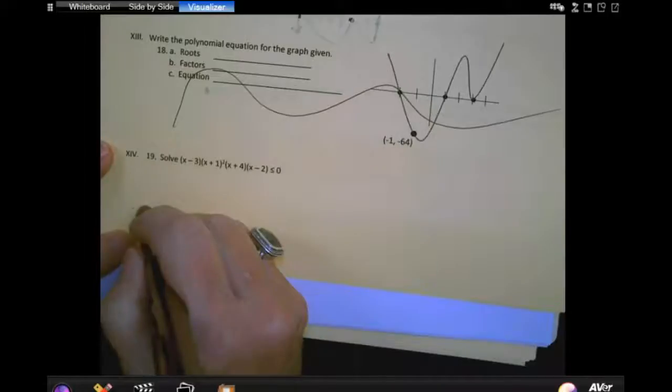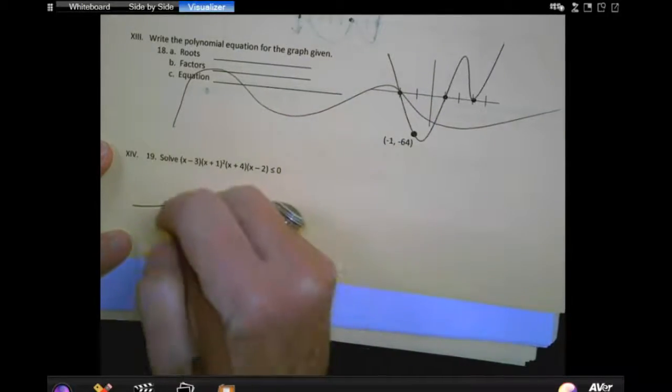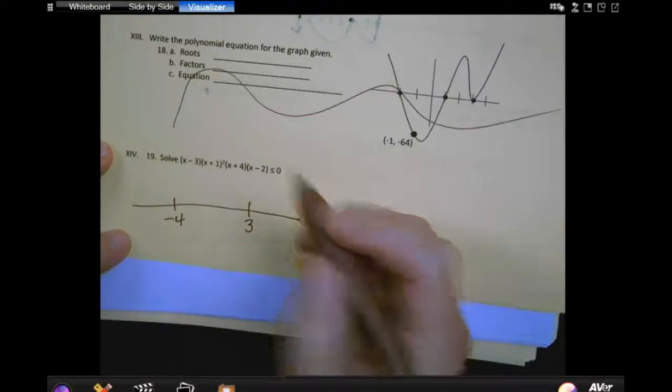Okay, we didn't do number 18. If you want. It's not on the test. It's going to be a surprise.